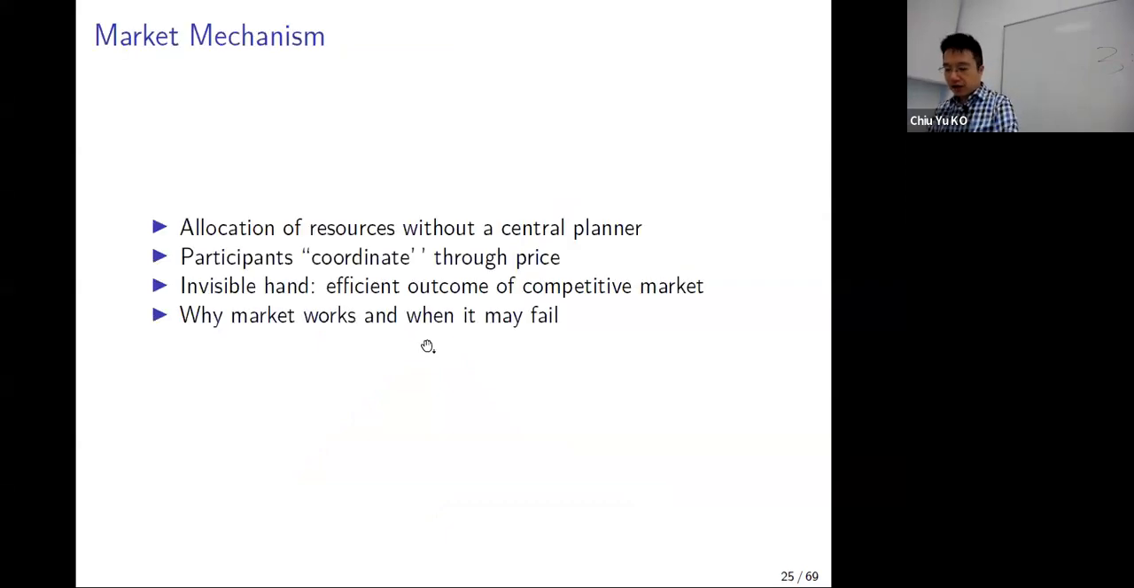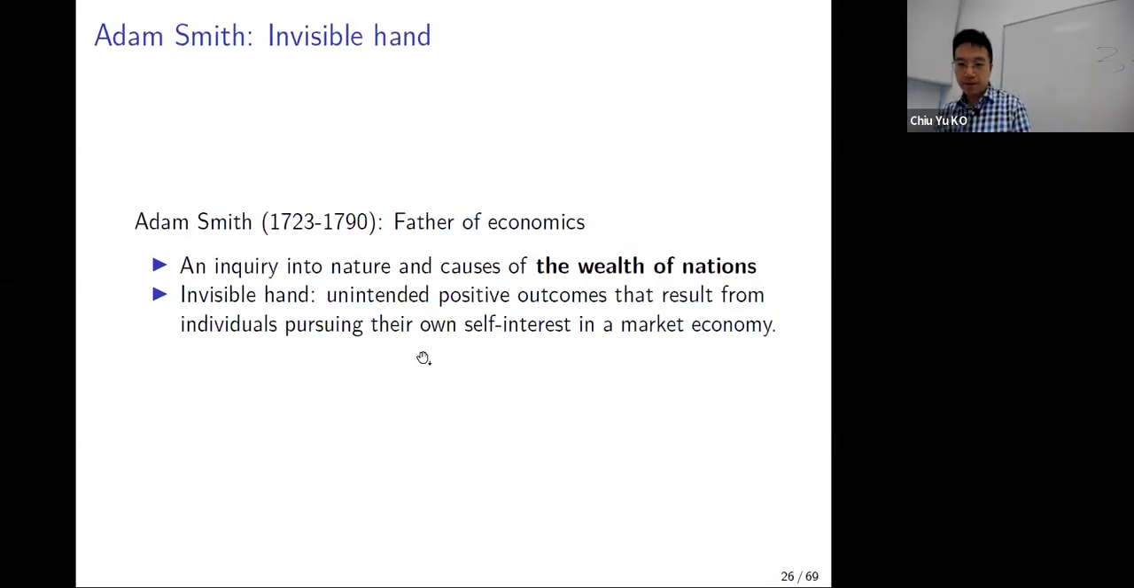So now we have a market mechanism here, okay? And as we said, the market actually works through the price. We'll talk about adjustment now, because so far we haven't talked about how they coordinate. What's the invisible hand here? And we'll talk about why it works and why it fails.